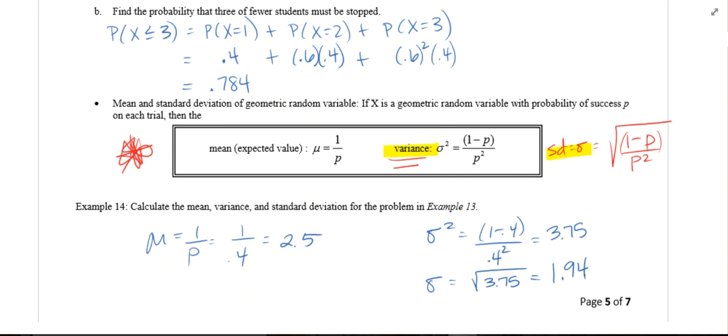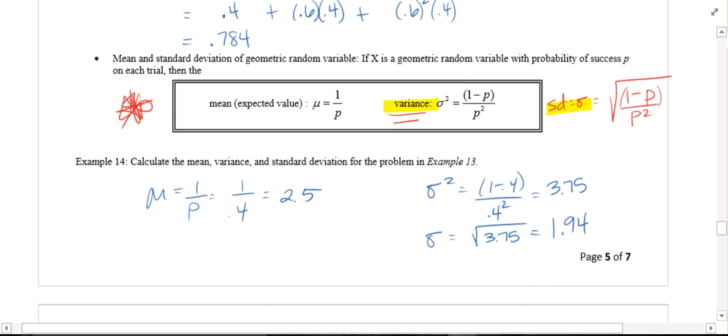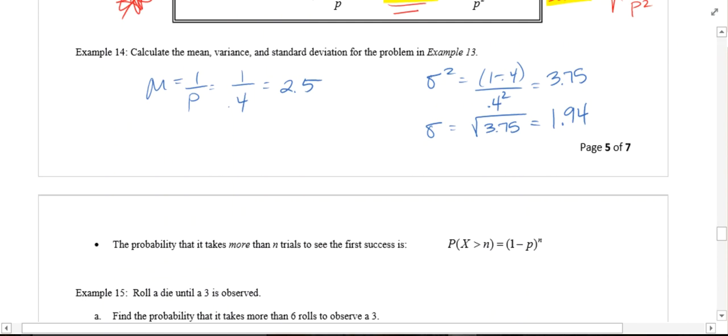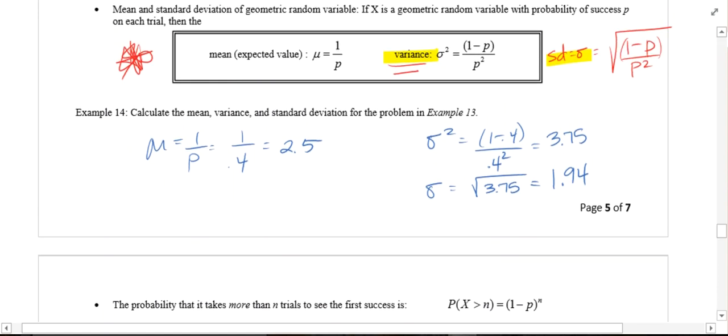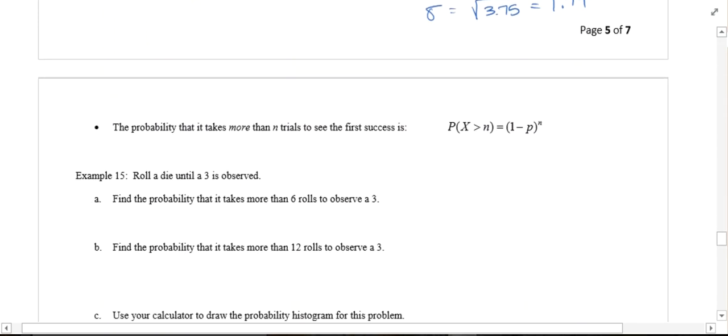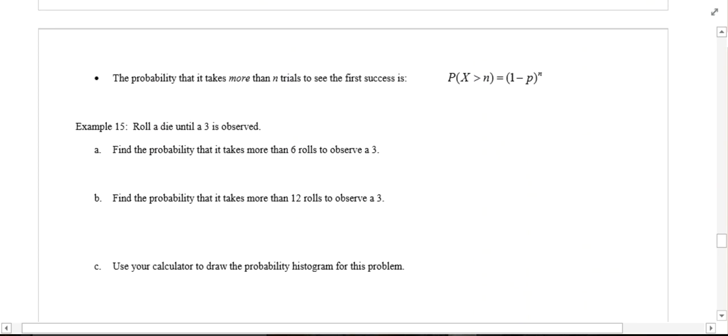Okay, so again, geometric is very, very similar to binomial in how you solve things. It's just that geometric is you're going until your first success occurs. Okay, it's the major difference between that. Okay, so one thing that does come up is the probability it takes more than n trials, so whatever your n is, to have your first success.